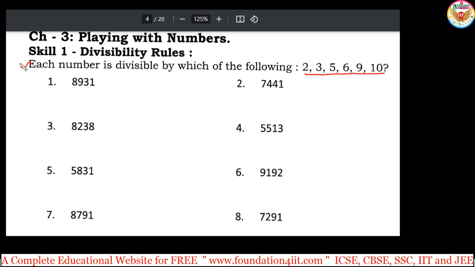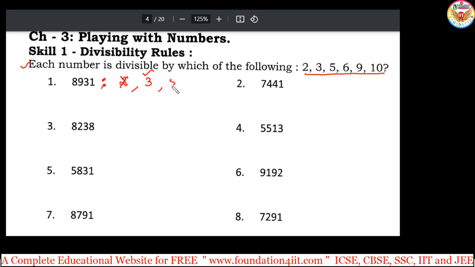For example, the first one, this is a number. The rule for 2 is that it ends with an even number. So this is not divisible by 2. Next, 3: 8 plus 9 plus 3 plus 1. 8 plus 9 is 17, plus 3 is 20, plus 1 is 21. 21 is in the 3 table.